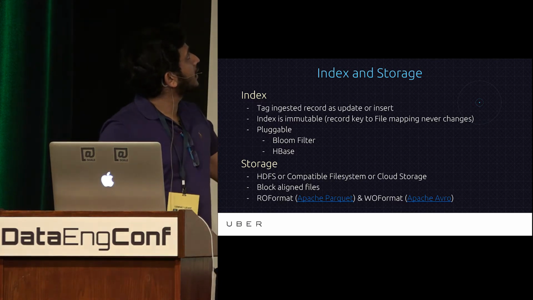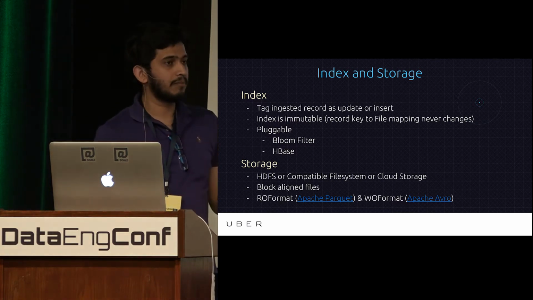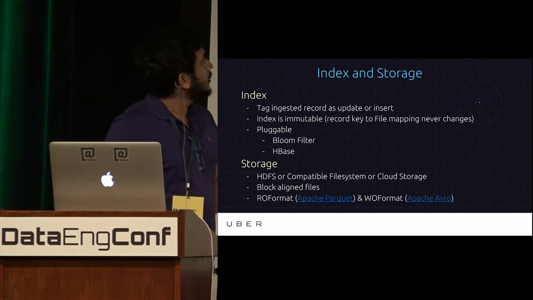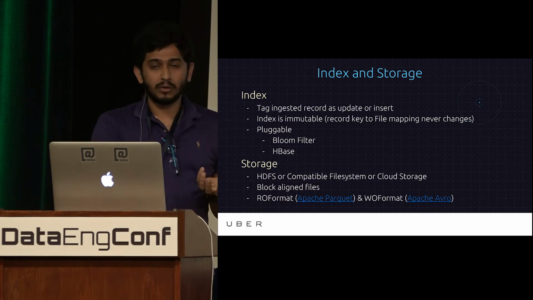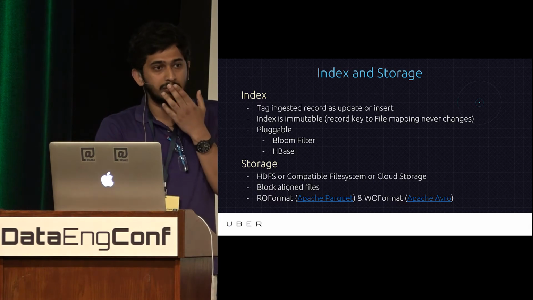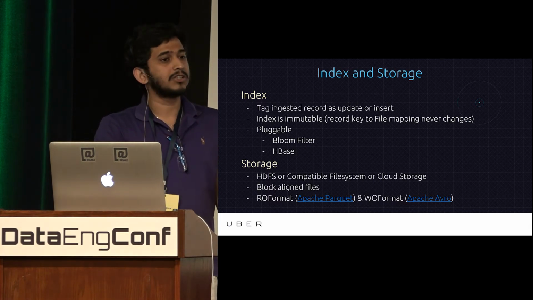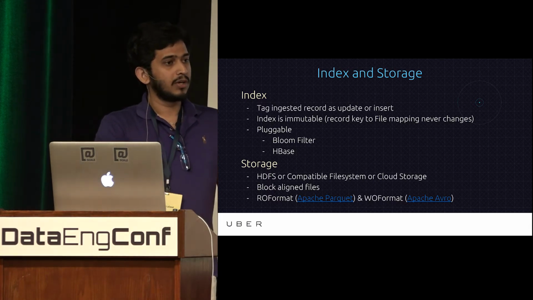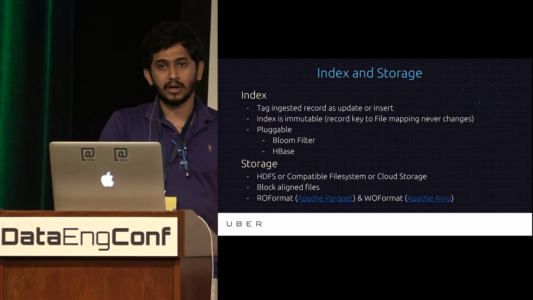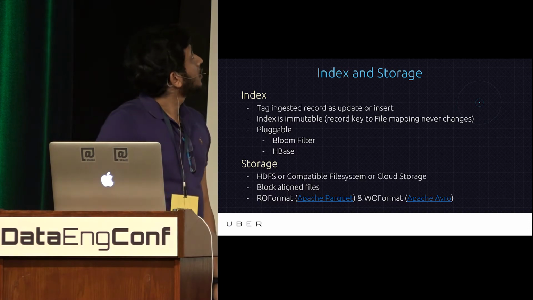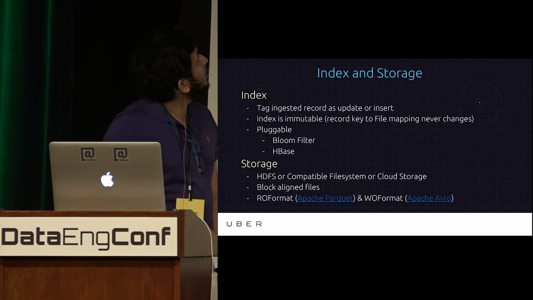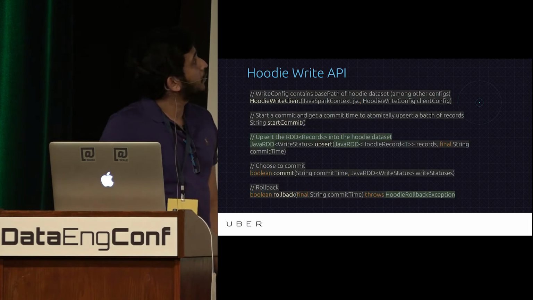So index, again, it's very pluggable. It basically maps the record to a file. We have Bloom filter and something based on HBase. And then in terms of storage, we adhere to the Hadoop file system abstraction. So whatever cloud storage system has the same consistency guarantees as HDFS, and you can write files onto, Hoodie can store files there. Let me go quickly over these. And I'll quickly go over the API.